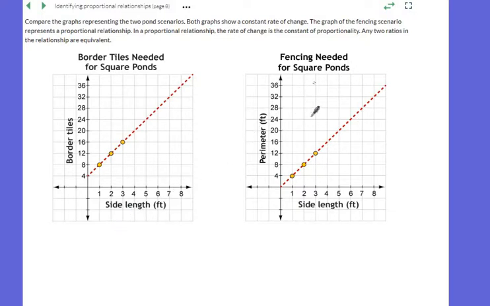Then today we looked at fencing for a pond. We saw that situation would be proportional because it's a straight line and went through the origin. If they asked me for a constant of proportionality, could I find a constant of proportionality from the tile problem? No, that would be a trick question. It's not proportional, so I can't tell you a constant of proportionality. I could tell you a rate of change.